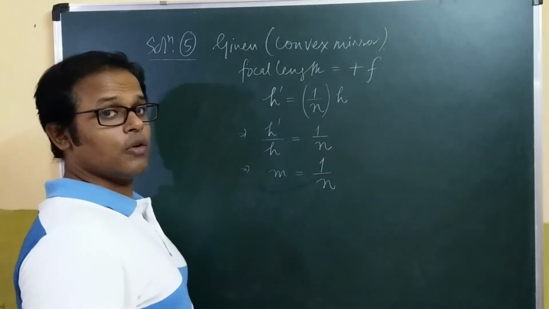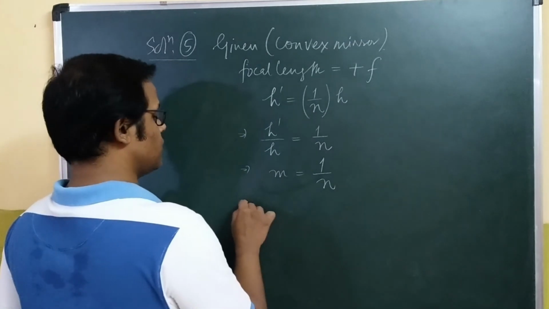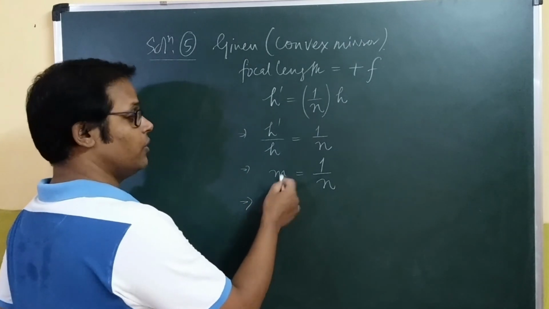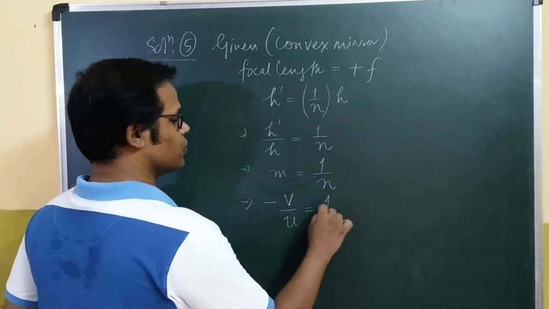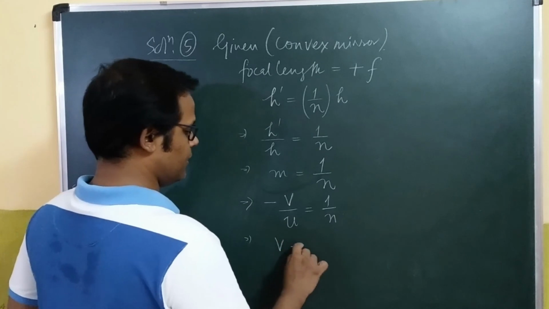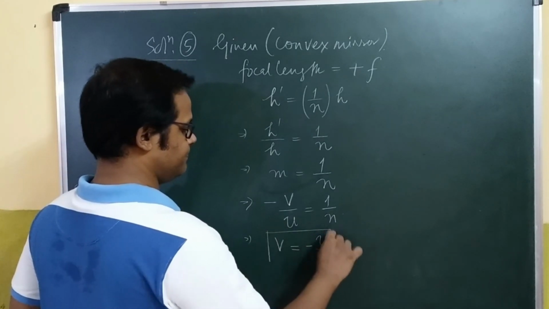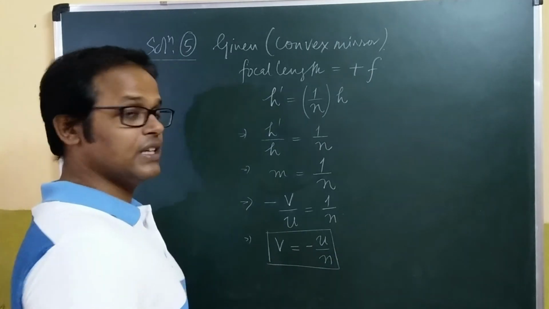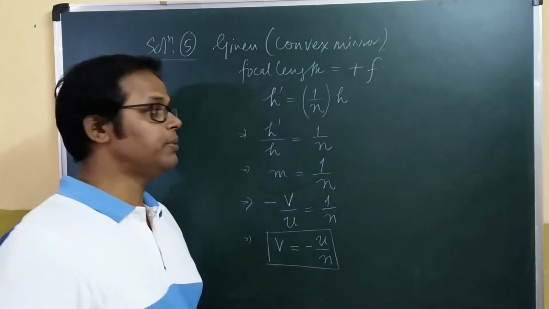But I need to find out object distance in terms of f and n. So I will replace this equation m with its other formula, minus v by u equals 1/n. From here I find that v can be written as minus u by n. Is that clear? So we get v is minus u by n.